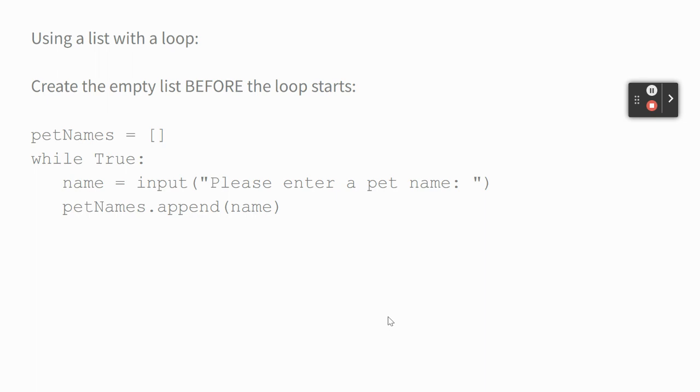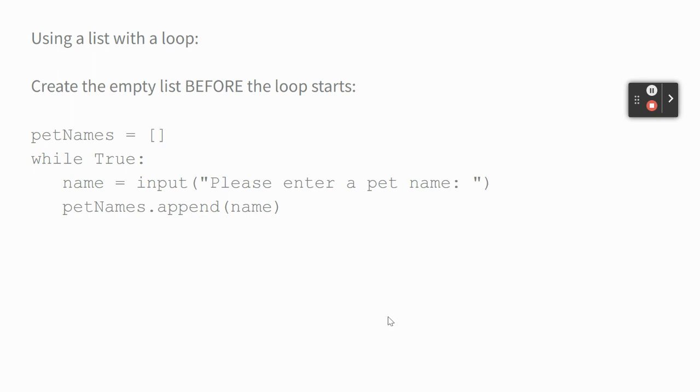If you're going to use a list with a loop, you have to create the list before the loop starts. So look at this code here. I made a list called pet_names, and it's empty. And then I started a loop. And then in the loop, I say, please enter a pet name. And then I append the name to the list.